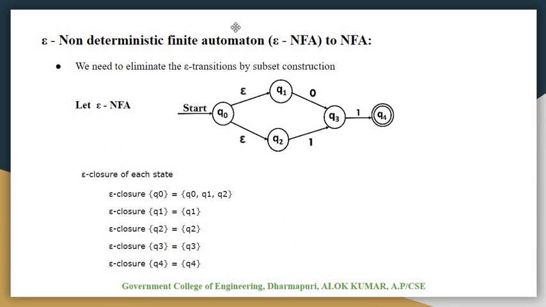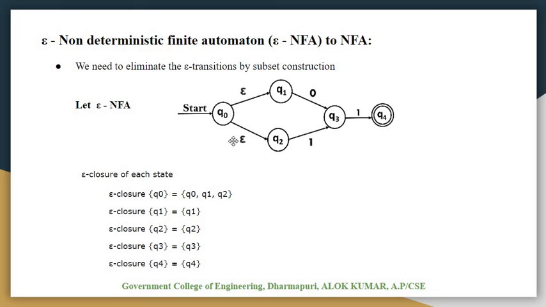Now next we will see how we will convert epsilon NFA to NFA. Okay, so we need to eliminate the empty transition by subset construction. So using subset construction we will eliminate the empty transition. Suppose we have taken one example, this one. So this one is an epsilon NFA.